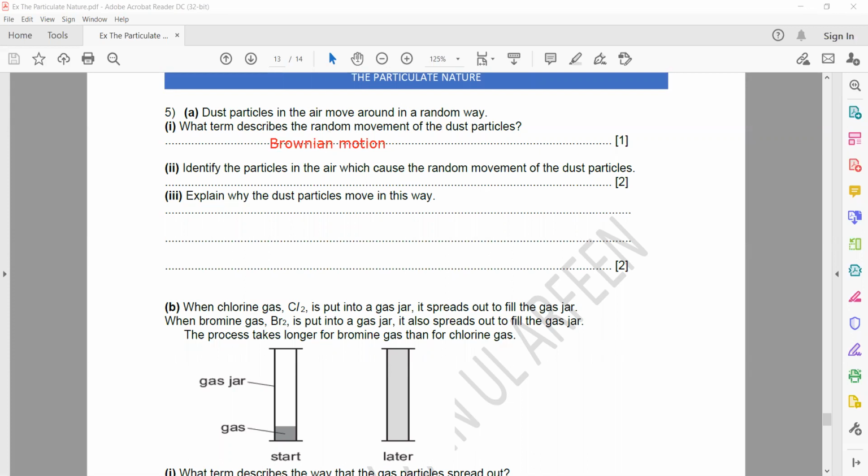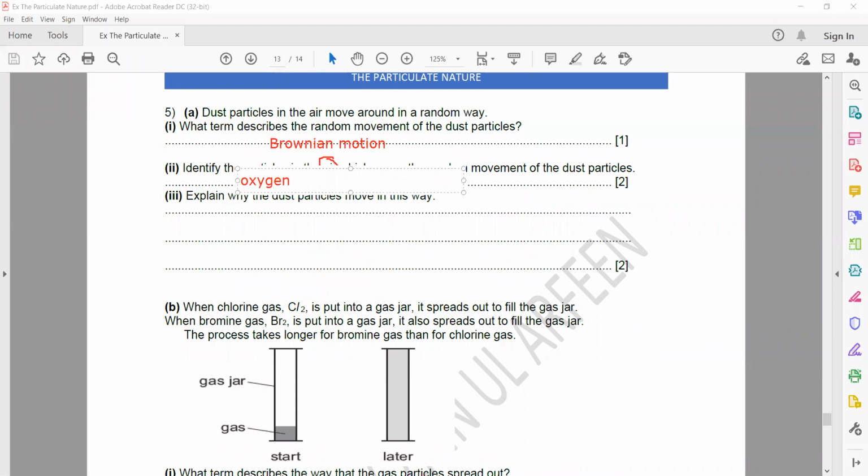Identify the particles in air which cause the random movement of the dust particle. Basically, what are the particles present in air? Air is a mixture of which gases? So it contains oxygen, nitrogen, carbon dioxide. So the question is, identify particles in the air which cause a random motion. You only have to write two, because it's worth 2 marks.